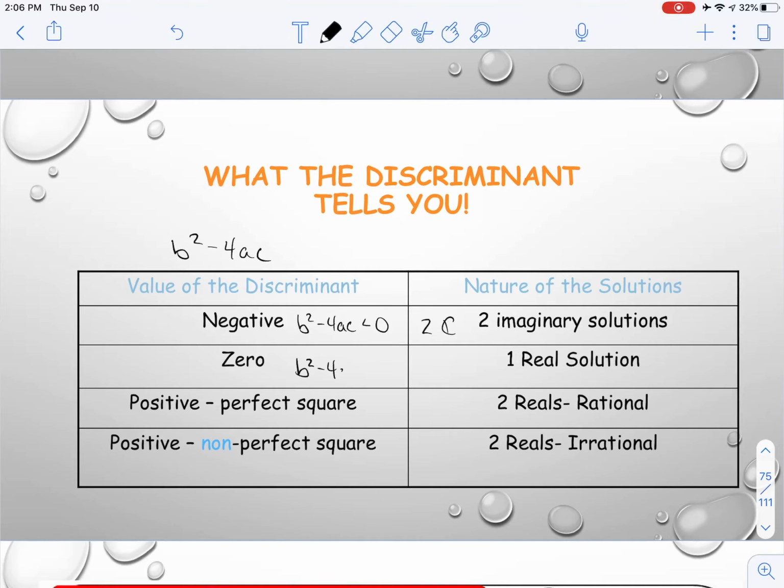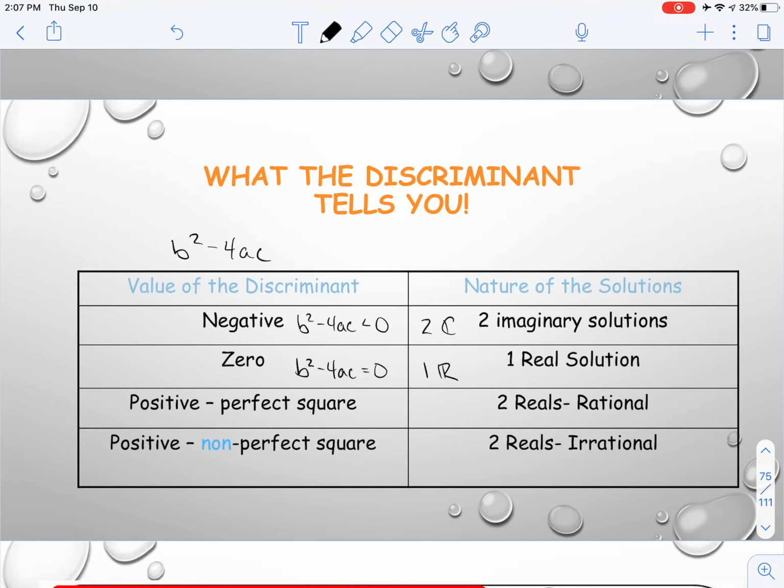If b squared minus 4ac equals 0, I'm going to have one real solution. Okay, it's going to be the same solution. It actually does occur twice, but it's the same solution that occurs 2 times. Therefore, it's only one distinct solution.